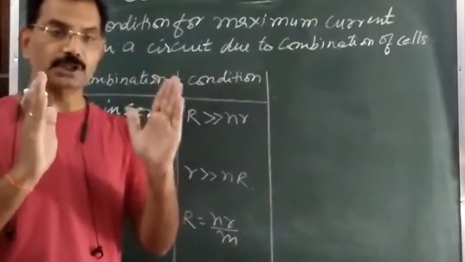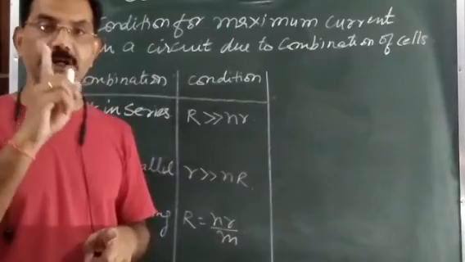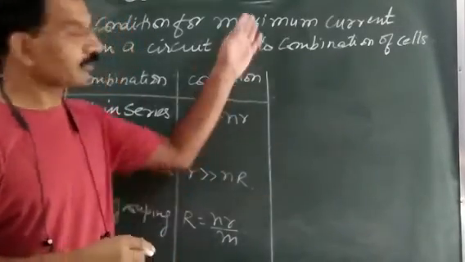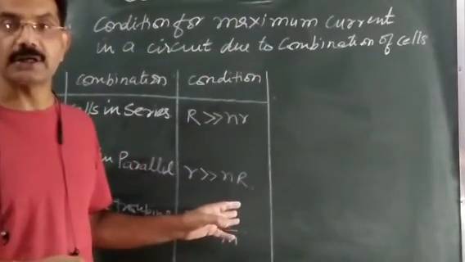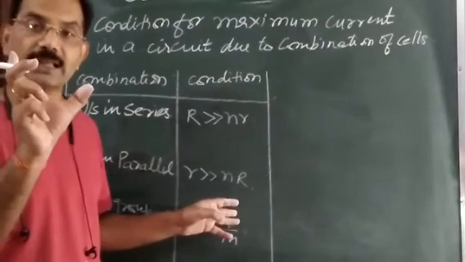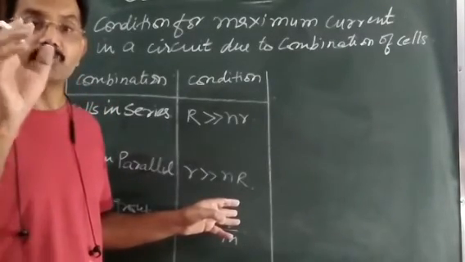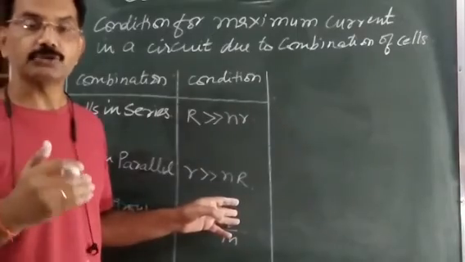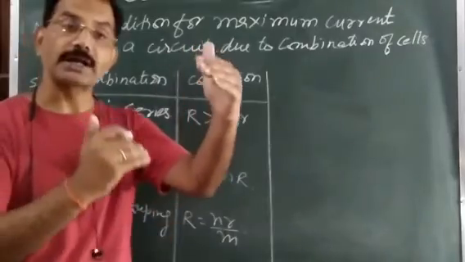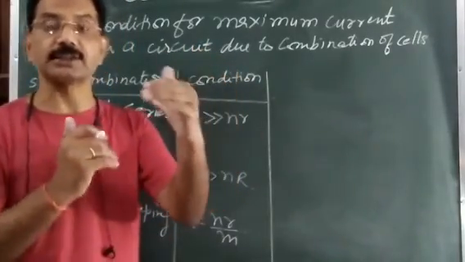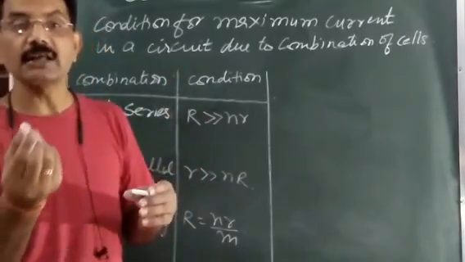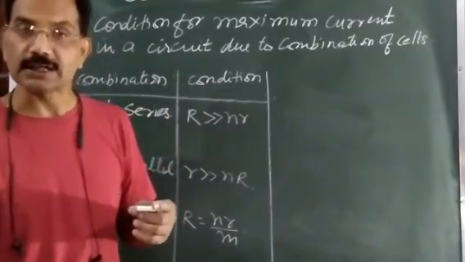We prefer a combination of cells only for one purpose: getting the maximum current in the external circuit. So today you go through all these topics I have discussed, and in the next video I will tell you what a combination of cells in series and parallel is equivalent to. Suppose in a numerical problem two cells are joined in series or in parallel, with the same or different internal resistance; that combination is represented by a single cell of how much EMF and how much internal resistance.